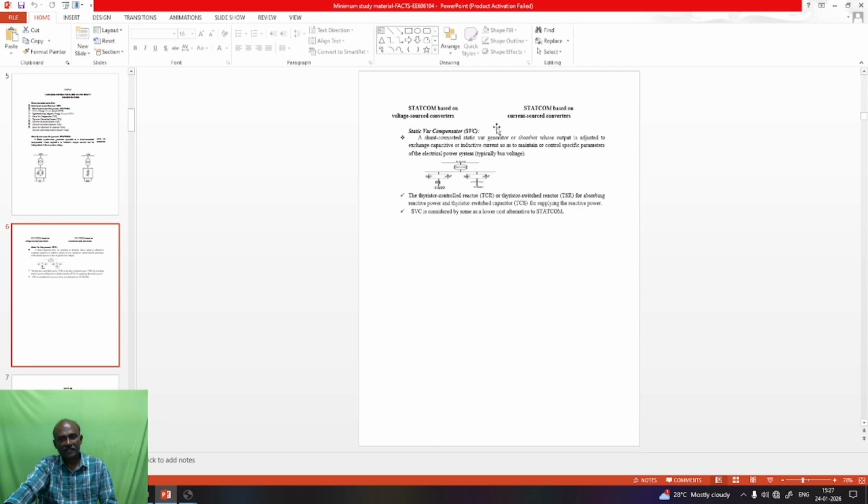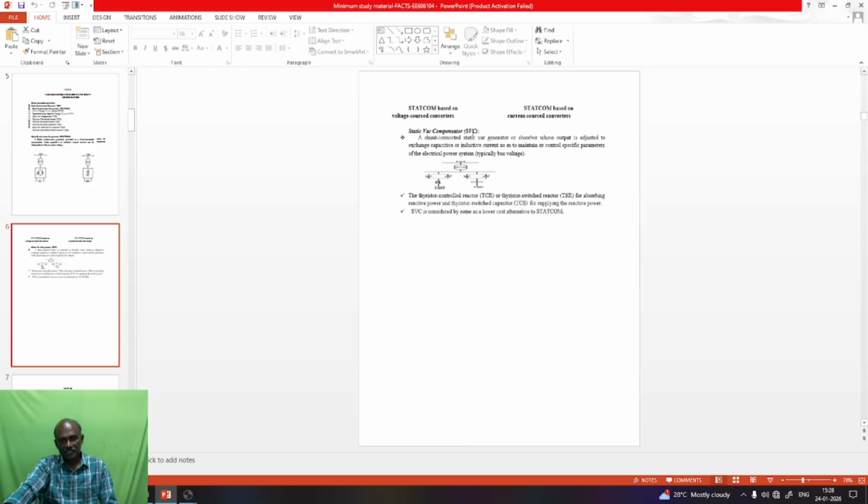So why is it generator or absorber? Generator means it supplies the reactive power. Absorber means it absorbs. So generator supplies, absorber absorbs the reactive power. This SVC can be operated either as a generator or absorber, whose output is adjusted to exchange capacitive or inductive current so as to maintain or control specific parameters of the electrical power system, typically bus voltage. So mainly the bus voltage can be varied using this SVC.